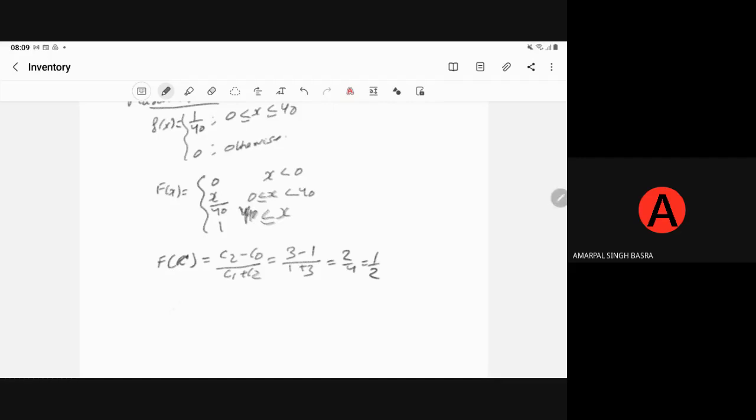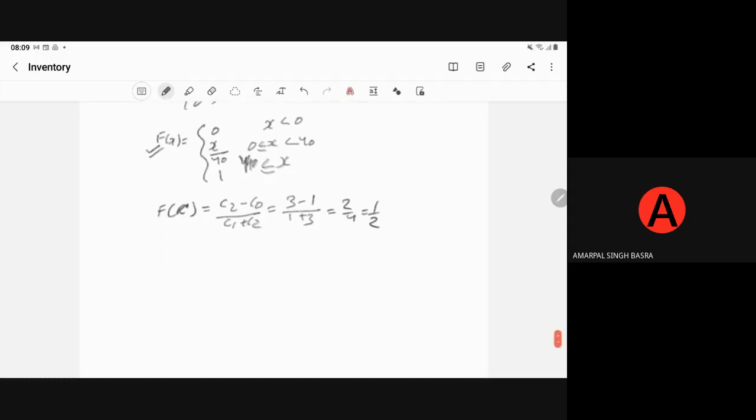So from here, R star upon 40 is equal to 1 by 2. This implies R star is equal to 20. So the optimal desired inventory level is R star equal to 20.